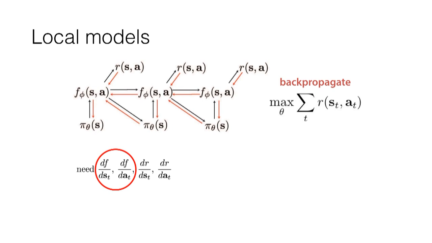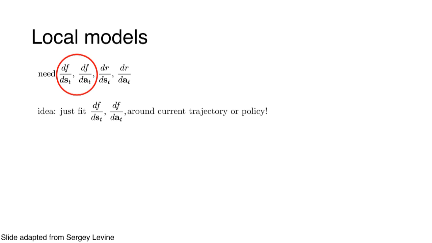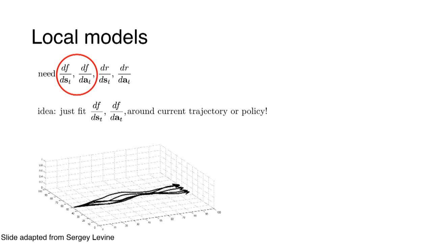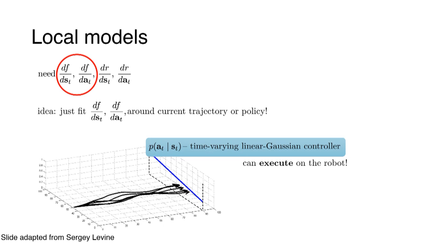And so one thing that we can do is fit these derivatives around our current trajectory or our current policy, only in the region that we've been currently exploring. Say this is our current policy, and these are its trajectories. We can fit a distribution at each time step around that set of trajectories and fit a local policy to them. So we can model the probability of the action given the state for these trajectories. This is what I'll call a local policy, and we fit a local dynamics model around that and figure out how to improve the policy locally around the current set of trajectories.